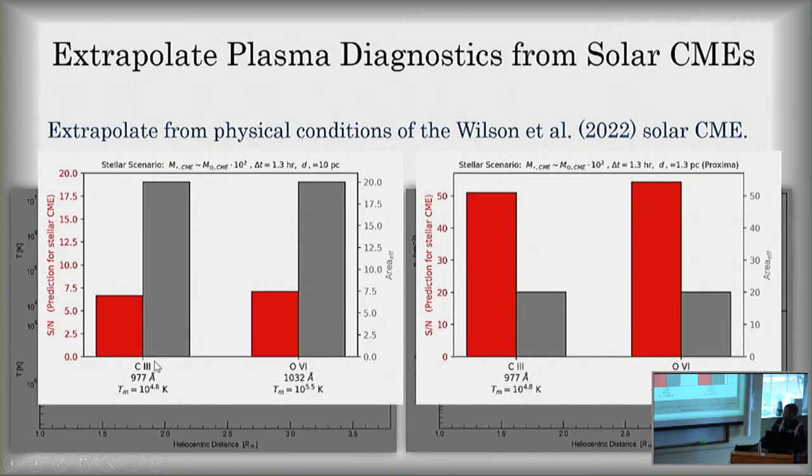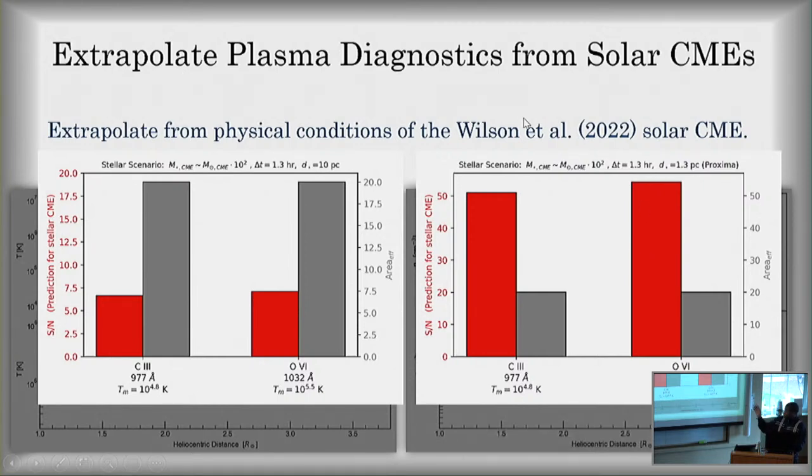Now I'm looking at two specific lines, oxygen 6 and carbon 3, and they give me very low signal-to-noise. That's kind of unfortunate, assuming the star is 10 parsecs away and given this specific integration time. Then for Proxima Centauri, you get a better signal-to-noise ratio with the same exact parameters, but the star is closer, therefore the flux is greater, therefore the signal-to-noise is better.